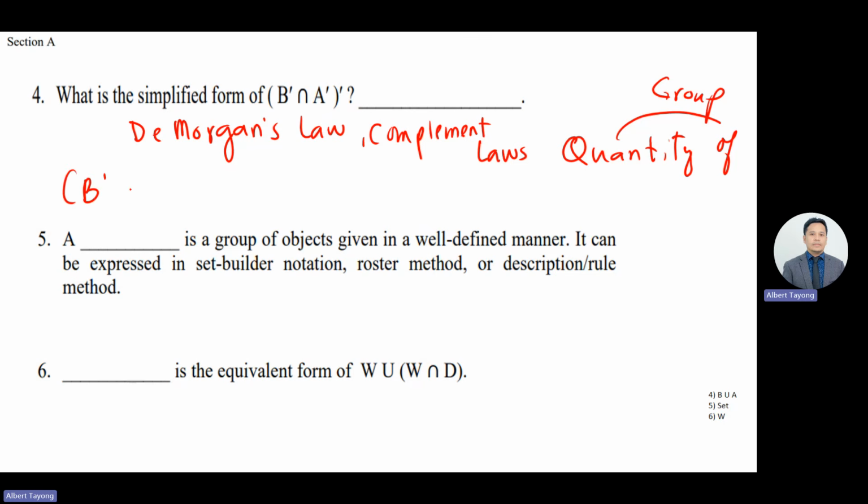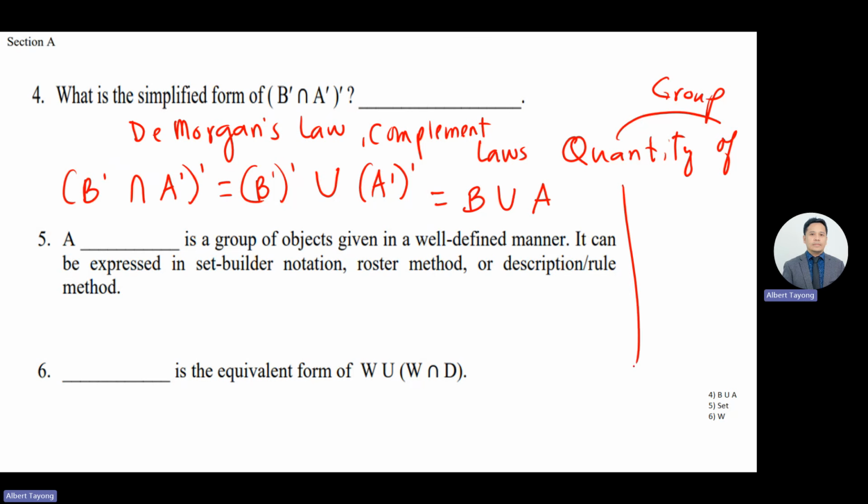So basically, what happens here is that we distribute. So we have one complement inside and outside. So this will become 2 complements. An intersection becomes union. And this is A complement complement. So B complement complement is B. Union A complement complement is A. So please take note, if we have double complements, it will be cancelled. So this is the final answer, B union A.